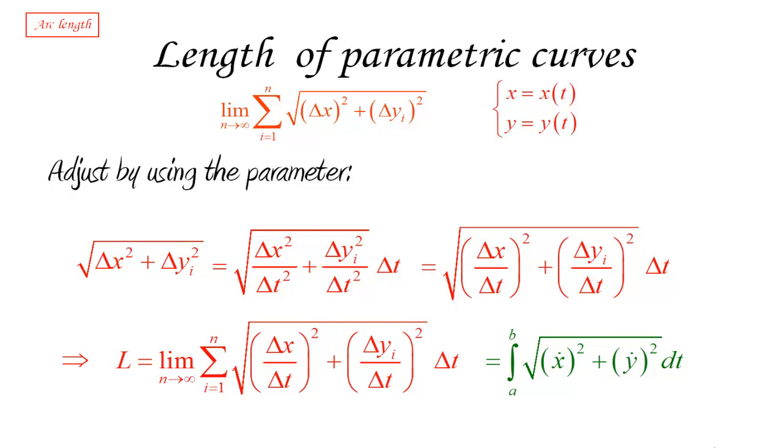You may notice that just for shortness, I've used the dot notation. Remember, x dot and y dot indicate the derivative with respect to t of x and y respectively. So it's a very similar formula to the one we had for a regular function, only instead of having 1 plus y prime squared, we have x prime squared plus y prime squared.